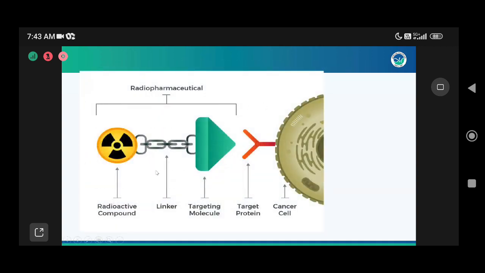Till now we were talking about the radioactive compound itself. When it is linked to some other substance, like a targeting molecule, it can help in diagnosing or it can help in therapy. In this image, the radioactive compound is on the left side, and the linker molecule is a physiological molecule which targets the target molecule. On the right side, this is a cancer cell in which there is some target molecule. For example, in prostate cancer cells, the target protein is PSMA, prostate specific membrane antigen. It's a membrane antigen present on the cancer cell, and we target that PSMA molecule using a PSMA ligand which is linked with the radioactive compound.